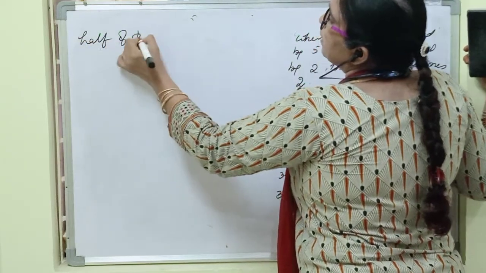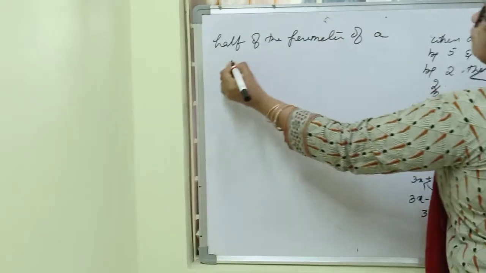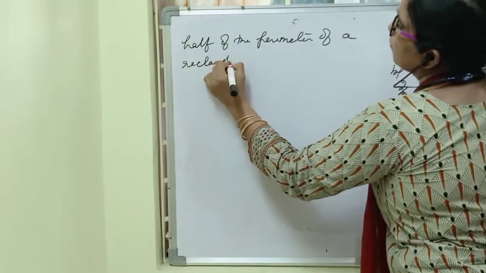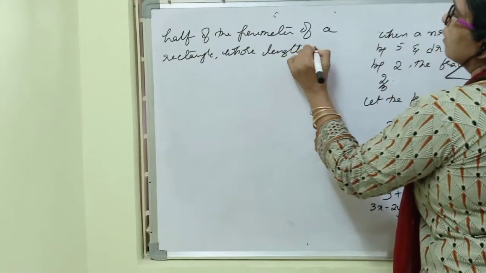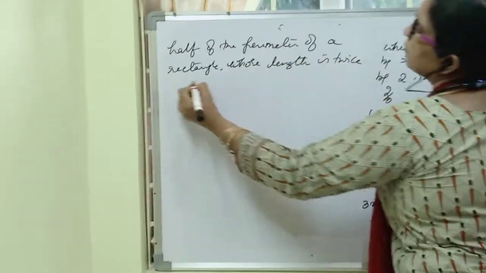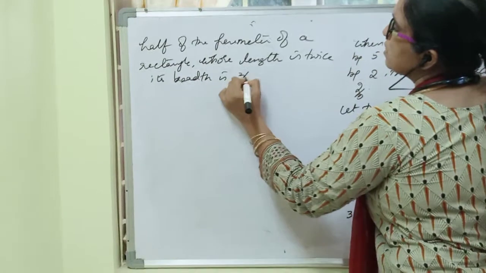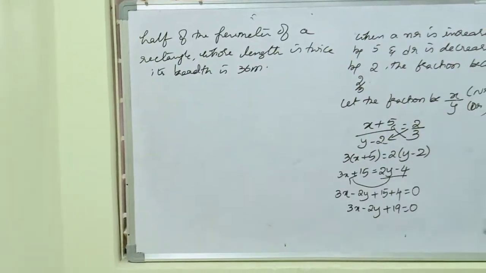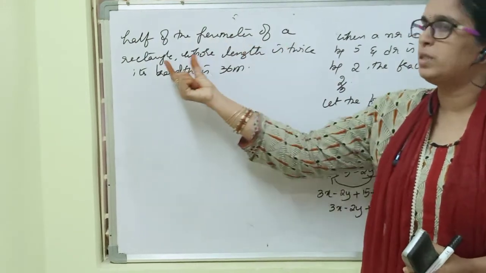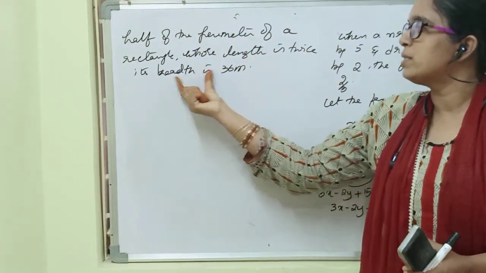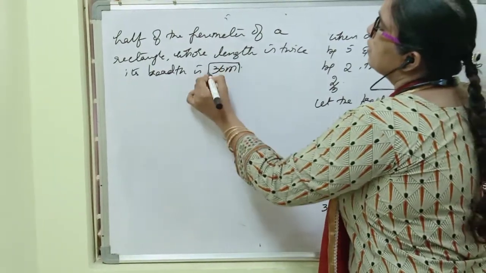Half of the perimeter of a rectangle whose length is twice its breadth is 36 meters. So here, what is the information that is given to us? Half of the perimeter of a rectangle whose length is twice its breadth is 36 meters. So what do you think is 36 meters?